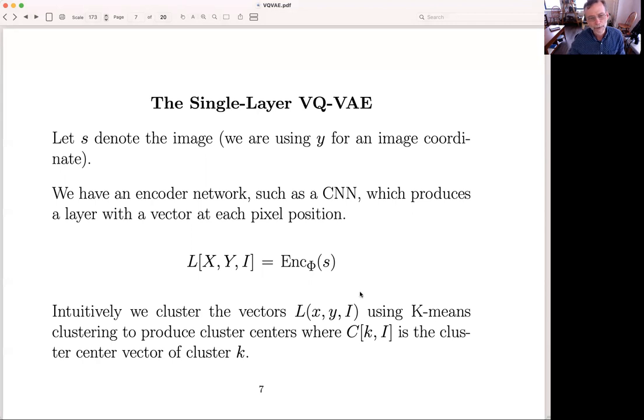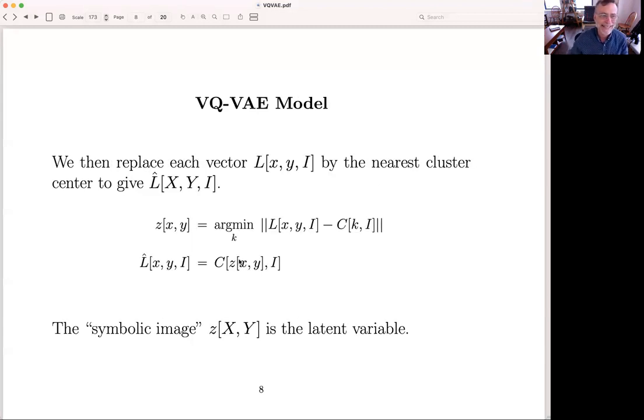And now what I do is I take this image, I map it up to this layer using a normal convolutional neural network. And then I'm going to replace each vector by its nearest cluster center. So how does that work? I've got this vector and I've got this table of embeddings, and I find the cluster, the K, whose vector is closest to the vector in this layer, right? So I'm taking K to be the symbol whose center is closest to this vector. And then I replace this vector by the embedding of the symbol, right?